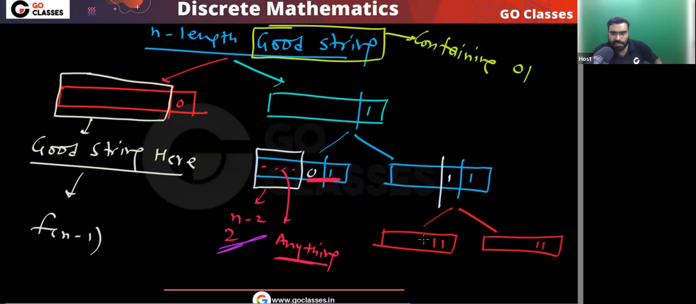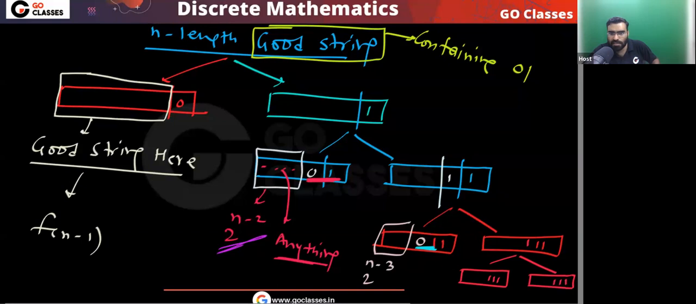Now, I will consider if you have 0 here. If you have 0 here, then you will get 2 power n minus 3, because you already got 0, 1. But if you have 1 here, then again the same story will continue. If you have 1, 1, then the same story will continue.